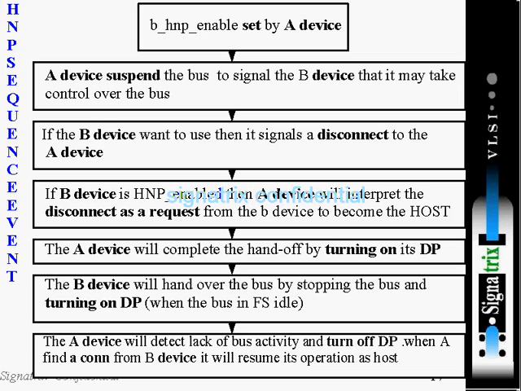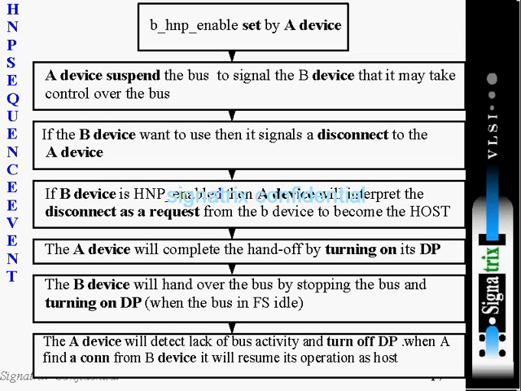Second, how the A device gives opportunity to the B device: the A device suspends the bus to signal the B device that it may take control over the bus. And third, if the B device wants to use it, then it signals a disconnect to the A device. Second step, suspension: the A device suspends the bus. Third step, the B device requests by disconnecting the bus.